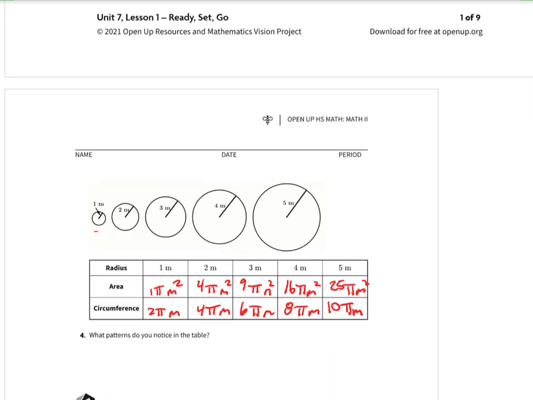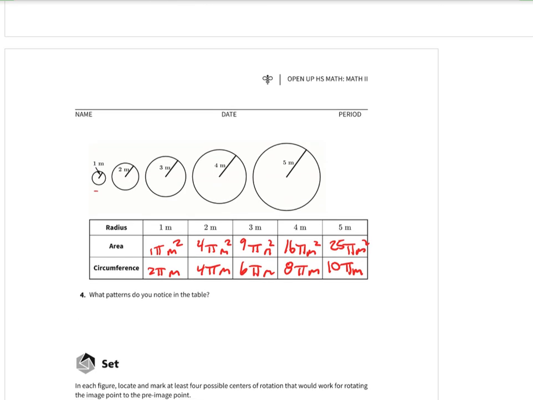All right, so number 4 asks us to identify any patterns that we see. We could start with some obvious one. There's a lot of things you could put here. I'm just going to put a handful. All right, so all answers have pi in them, or in terms of pi. Area is meters squared. Circumference is in just meters.